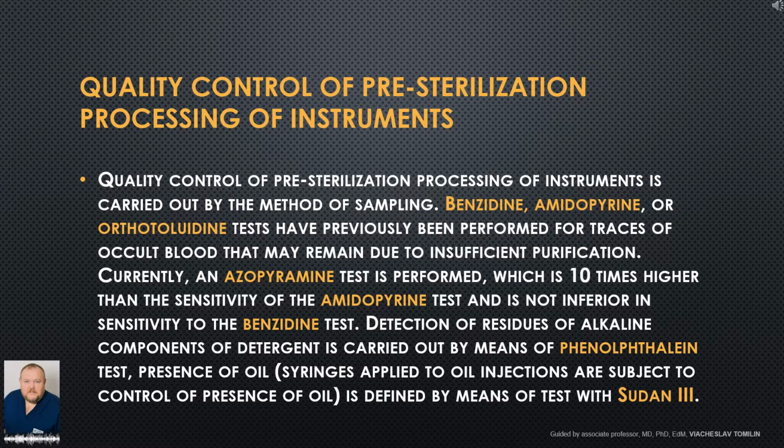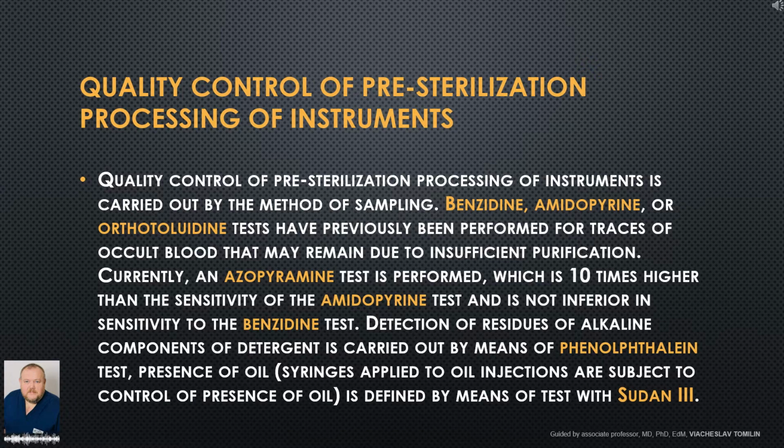Quality control of pre-sterilization processing of instruments is carried out by the method of sampling. Benzidine, amidopyrine, or orthotolidine tests have previously been performed for traces of occult blood that may remain due to insufficient purification. Currently, an azopyram test is performed, which has a sensitivity 10 times higher than the amidopyrine test and is not inferior in sensitivity to the benzidine test.